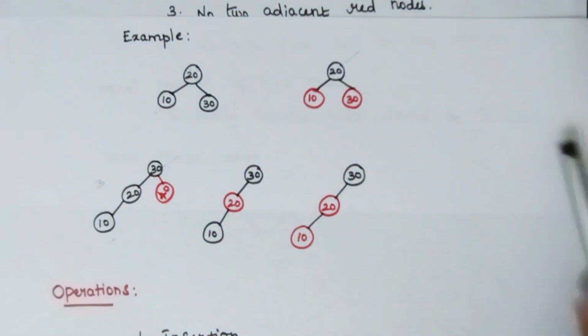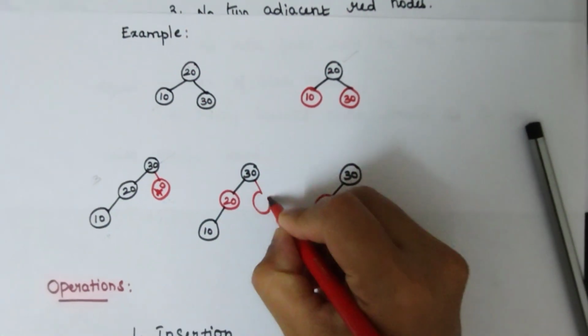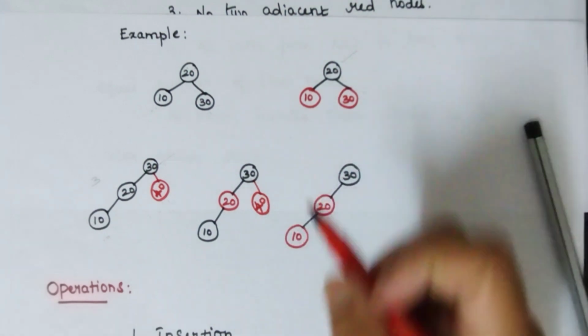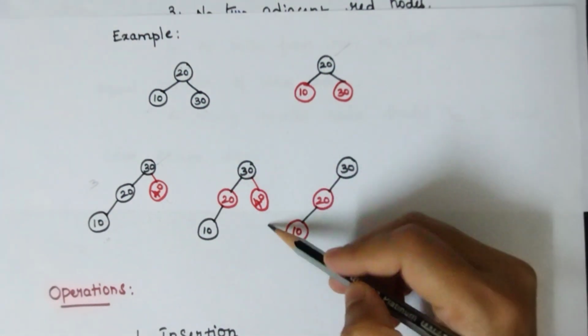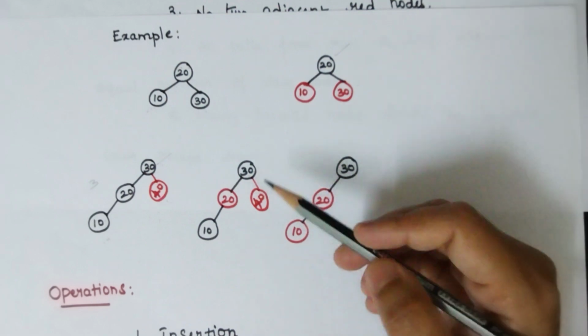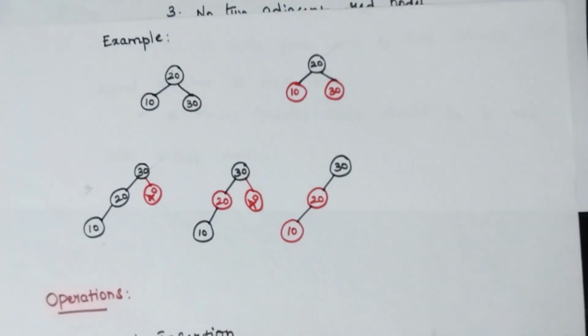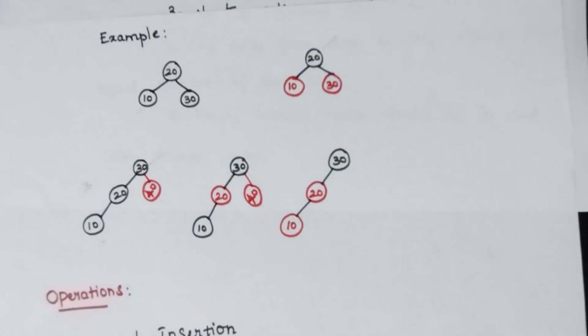Two black nodes in this path. And what if I have one more node like this? Okay, if I have one more node like this, and here you can check in this path we don't have 2 black nodes where we have only 1 black node. So this is not satisfying the property of red-black trees. Likewise, you need to check whether the tree is satisfying all the properties or not.